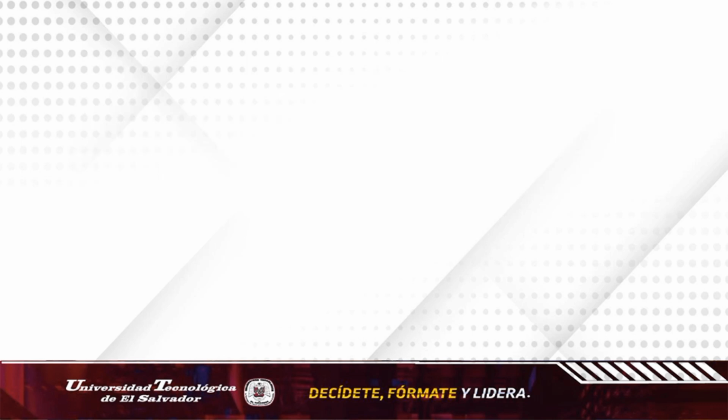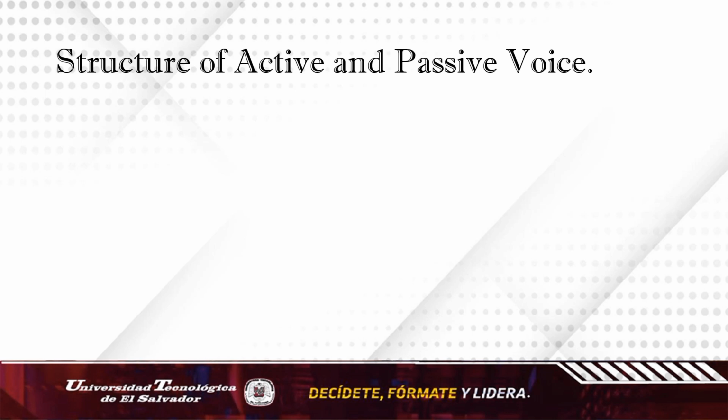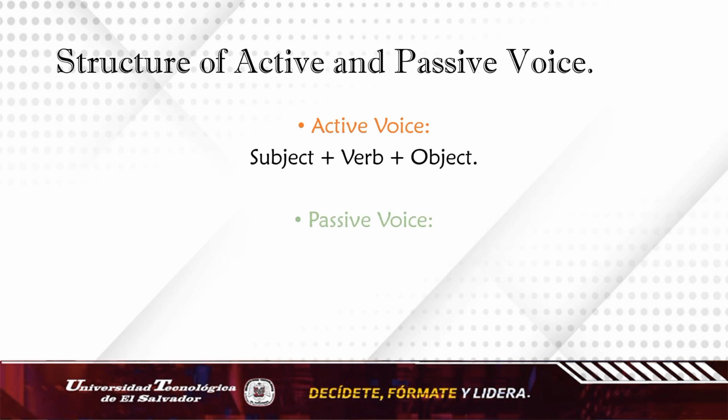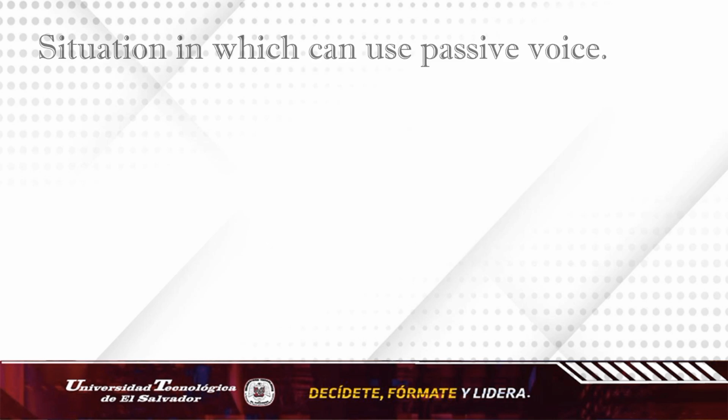A pro tip for you to master the active voice and the passive voice is to know the structure and formula by which they work. For active voice, the structure is subject plus verb plus object. And for passive voice, the structure is object plus verb plus subject. These are some situations in which we can use the passive voice.